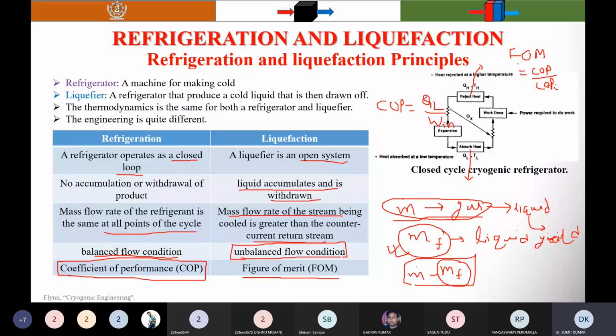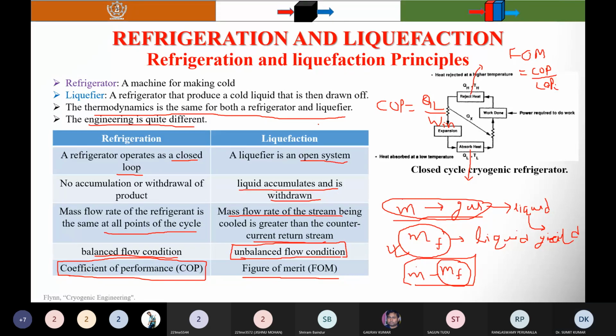If you remember, both work on the same thermodynamic principle, meaning the thermodynamics is the same for both the refrigerator and the liquefier. The only difference is the design. The principles of engineering are quite different. As I told you, in the refrigerator the working fluid is the same throughout, but in a liquefier it is an open system, meaning the mass flow rate is not the same throughout the system. So this is the basic difference between refrigeration and liquefaction.